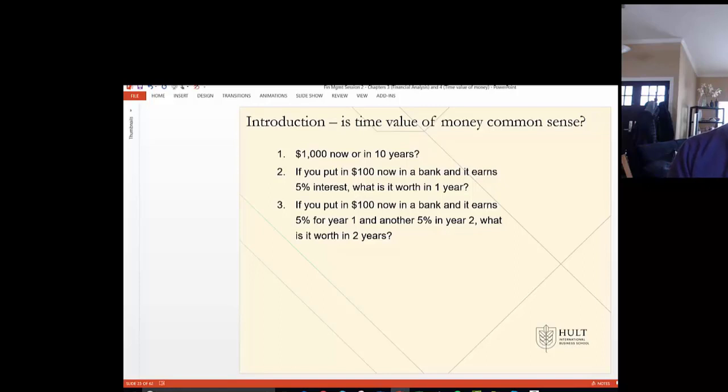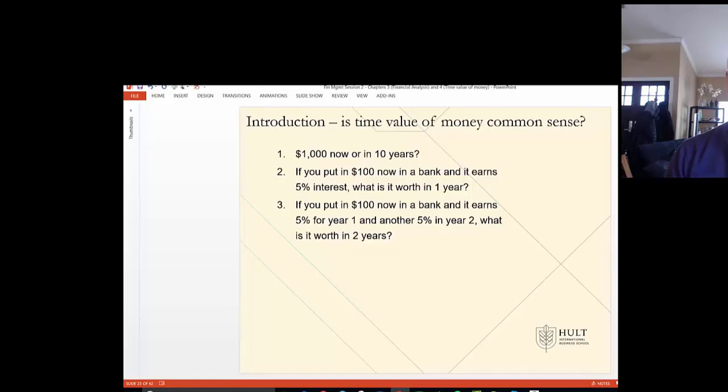You would say, okay, I put $100 in a bank. 5% of 100 is $5. So in 1 year, if I go back to the bank, I will have $105. And that would be the correct answer. That is the second one. So does that make common sense? I think that does as well.